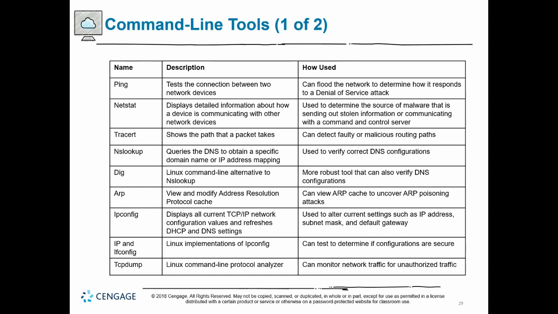But pretty much, the command line tools that I use personally the most are traceroute, nslookup, and ipconfig. Those are the top three that I use. Also ping once in a while, but there are other options than ping. Netstat is also very valuable, which displays detailed information about what a device is communicating with.